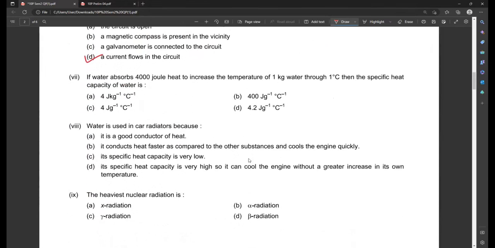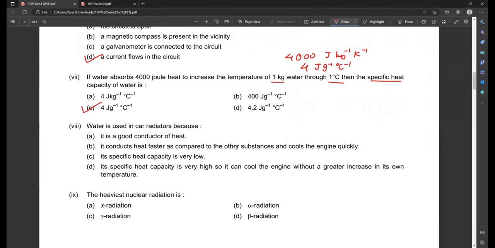Then, if water absorbs 4,200 joules to increase the temperature of 1 kg by 1 degree, the specific heat capacity will be, so this is 4,200 joule per kg per Kelvin. If you want to convert it into grams, you divide by 1,000. So that is 4.2 joule per gram per degree Celsius. So therefore, the C answer is the correct answer.